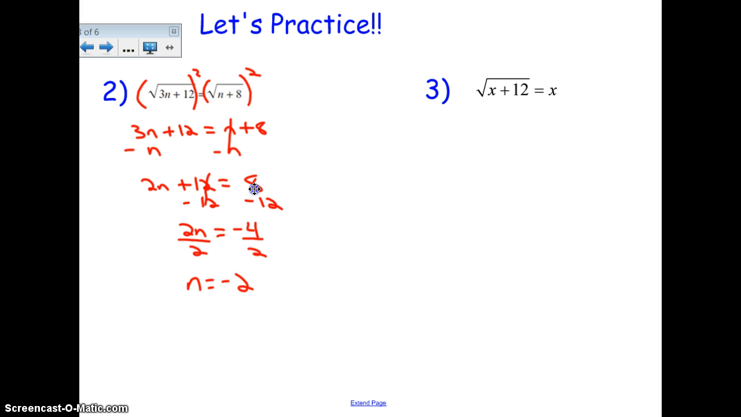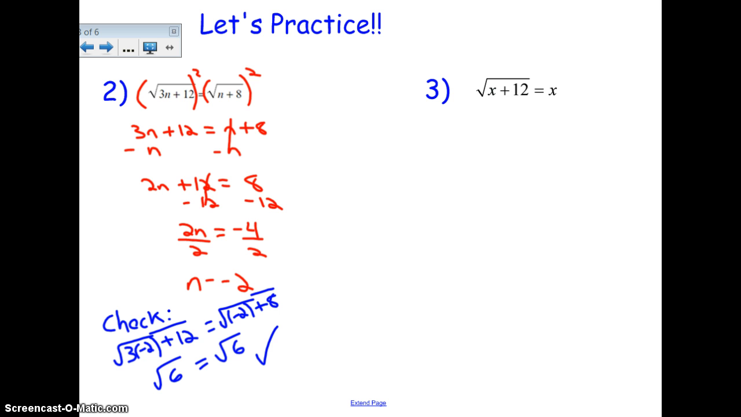So I'm going to go ahead and do that. You guys do that on your own, and then come back and check to see what I got. So go ahead and hit pause, do the check, and come back. So if you check correctly, you get the square root of 6 equals the square root of 6. That's a true statement. So we can go ahead and say that n equals -2 is our solution.